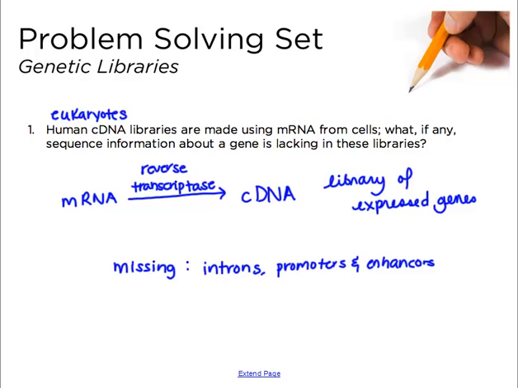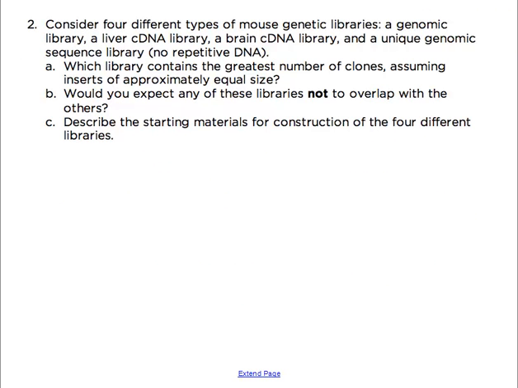And then you're also missing terminators, which again is a DNA sequence that's not actually part of the gene, but it is part of the gene regulatory elements that tells RNA polymerase to stop. So these are the different sequence information elements that you're missing when you just take mRNA and you reverse transcribe it back into cDNA. Problem 2.